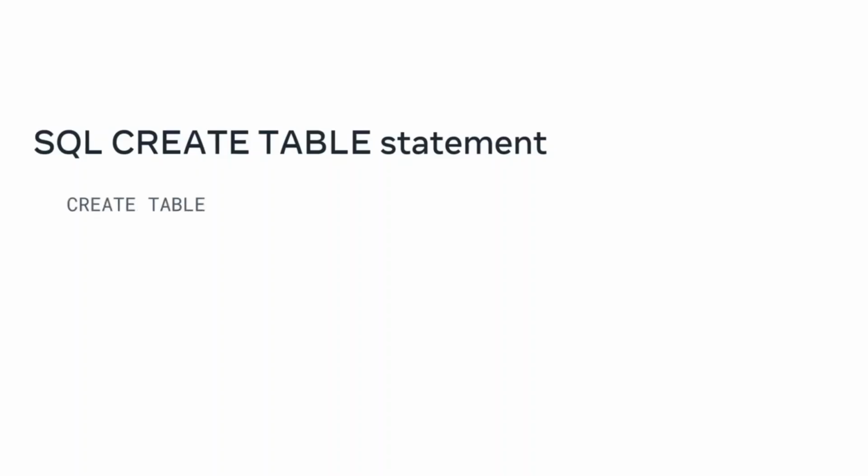Let's begin with a look at the SQL create table statement syntax. I begin the statement with the keywords create table to let SQL know that I want to create a new table. I then add the name of the table I want to create. Finally, I add a pair of parentheses. Within these parentheses, I type the name of each column that must be included within the table, followed by its respective data type. Now that you're familiar with the syntax, let's look at it in action.